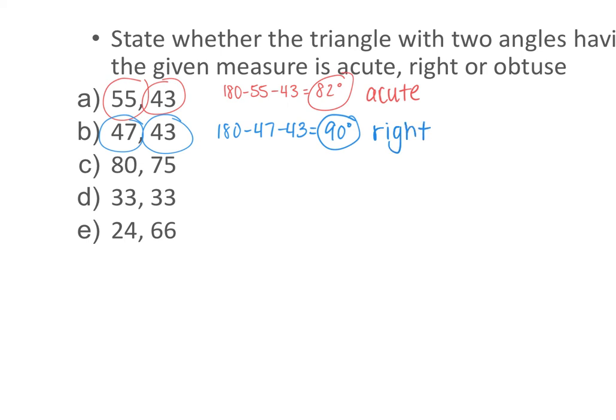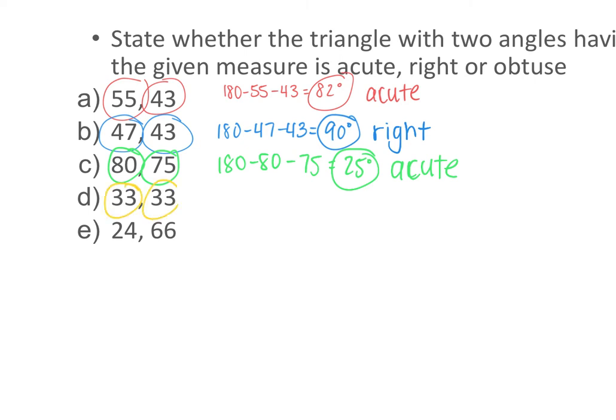Okay? Next one, we've got 80, we've got 75. So we do 180 minus 80 minus 75 gives me 25 degrees, which is an acute triangle. Remember, whenever all three of your angles are less than 90 degrees, you've got an acute triangle. All right, let's keep going.